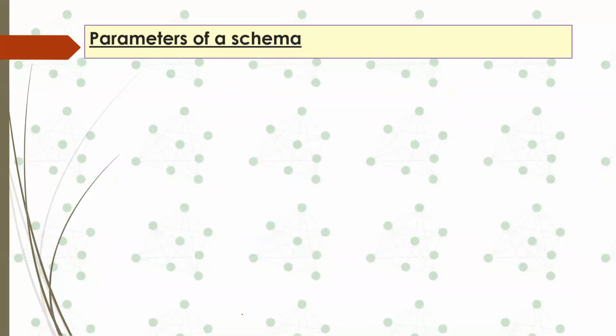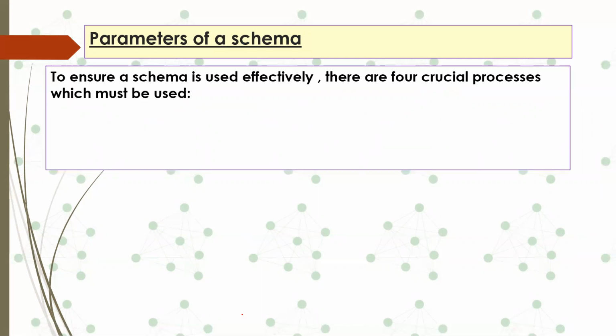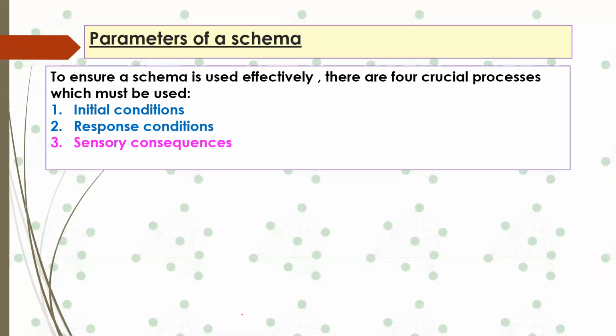Now, for schema theory to be effective, there are 4 processes that must be used. So we're going to look at them one at a time, but before we do that, I just want to outline the overall model. So make a note of these, please. The first part is called initial conditions. It then moves on to response conditions, sensory consequences, and response outcome.